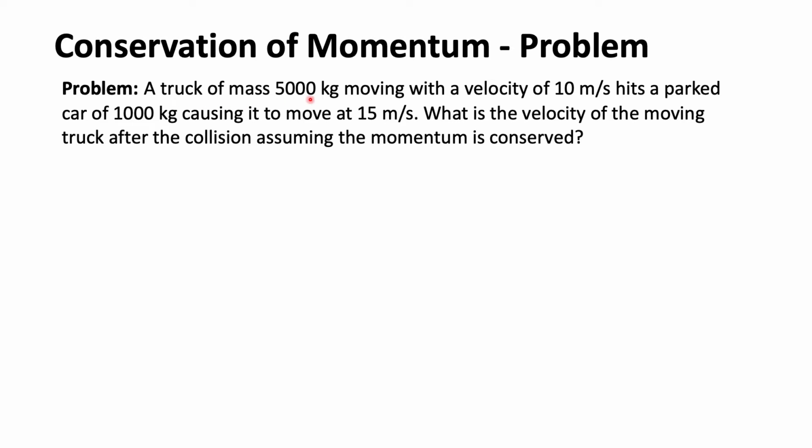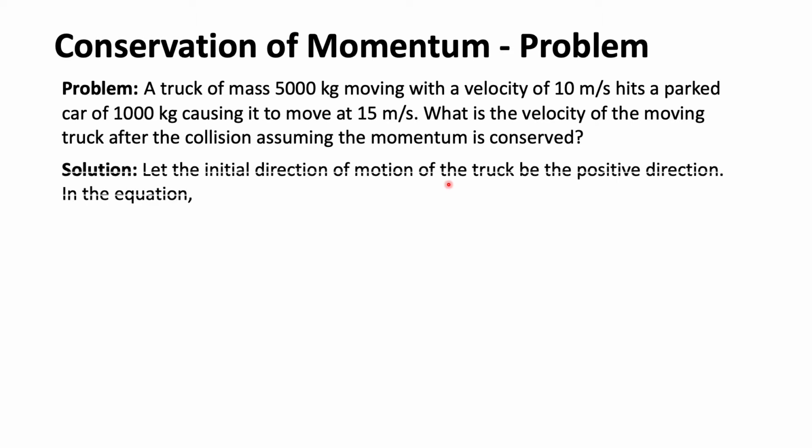A truck of mass 5,000 kilograms moving with a velocity of 10 meters per second hits a parked car of 1,000 kilograms, causing it to move at 15 meters per second. What is the velocity of the moving truck after the collision, assuming the momentum is conserved? So this is a simple one-dimensional problem, and let us consider the motion of the truck to be in the positive direction. The trick is to choose a particular direction as a coordinate system.